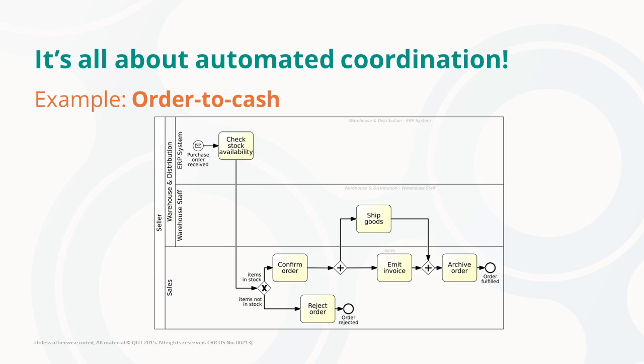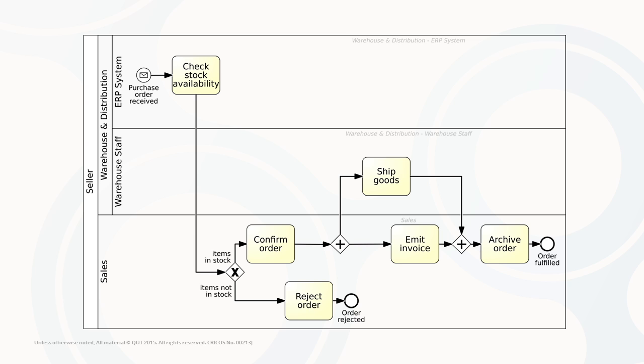Let's take a look at our order to cash example. So here we see that there are three main resources involved. On the one hand, we have staff from within the sales department, and on the other hand, we have staff within the warehouse and distribution department and an ERP system, so an automated resource.